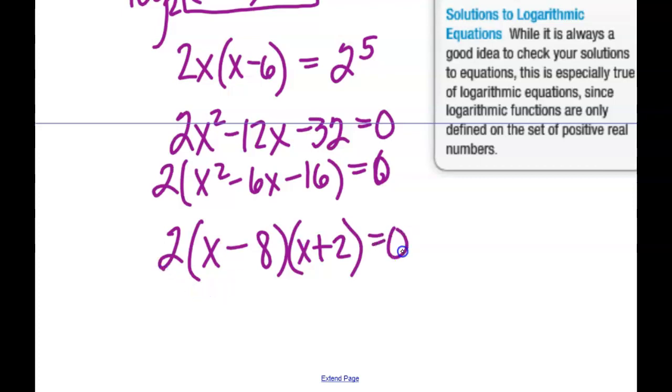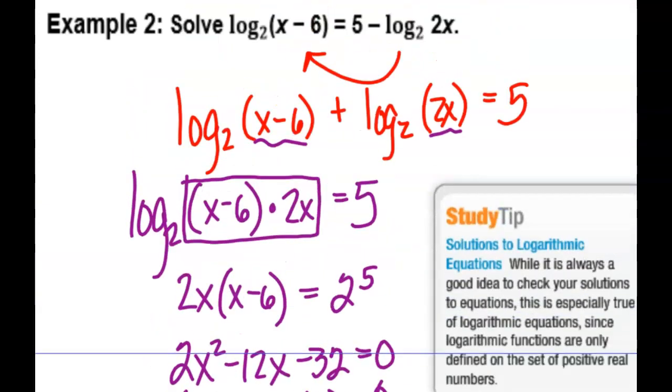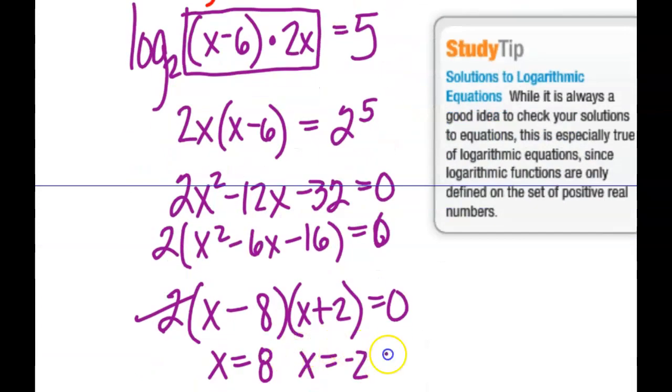So, can 2 equal 0? No, but this would make x 8, and this would make x negative 2. Now, if I go back to the beginning, can I put a negative 2 in here? Negative 2 minus 6, would that be okay to take a log of negative 8? No. So I got to throw that negative 2 away.